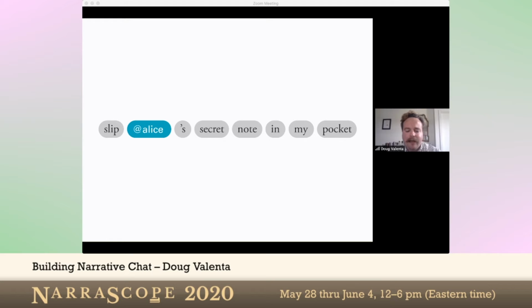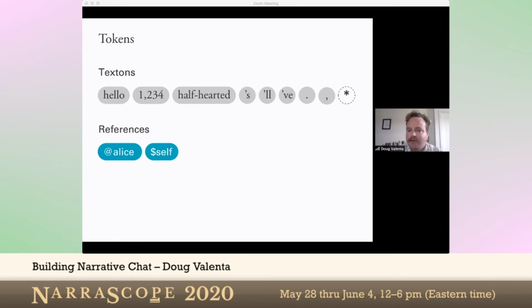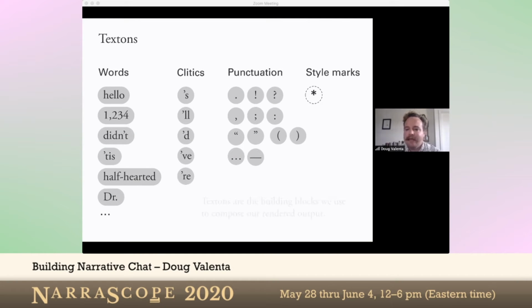And the 2 colors here represent two big kinds of tokens. One of them is that at reference, and that's like an at mention, like on Twitter, right? Whereas the gray ones are textons, and these textons we break out into a bunch of groups. But suffice to say, textons are going to be the building blocks of what we're going to end up rendering, right? And we divide the textons into these groups to give them different properties and be able to process them in different ways, as we're going to see moving down the line. But basically, these are the building blocks of our narrative.